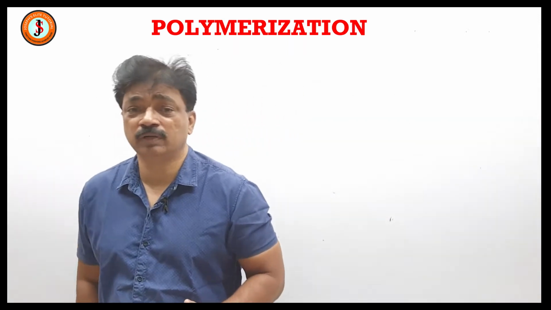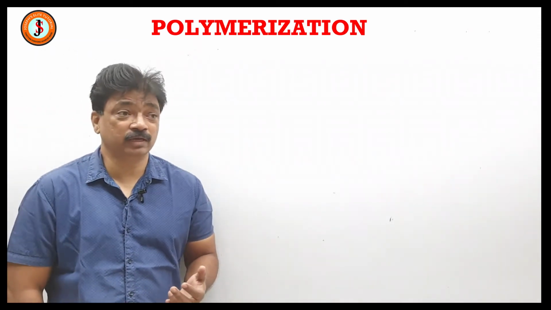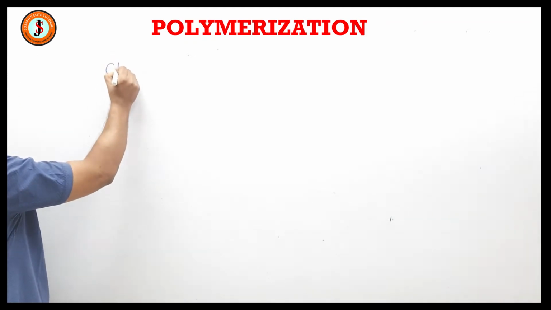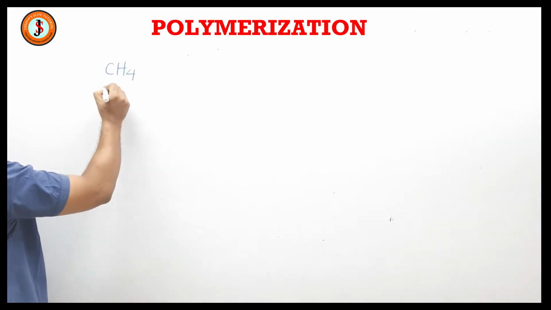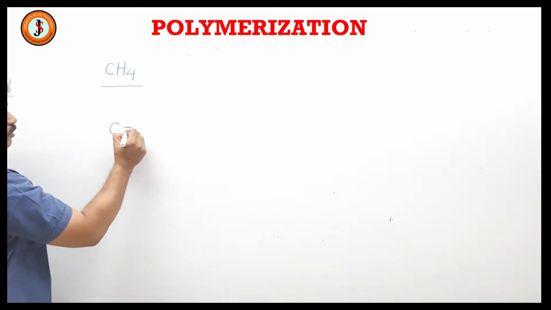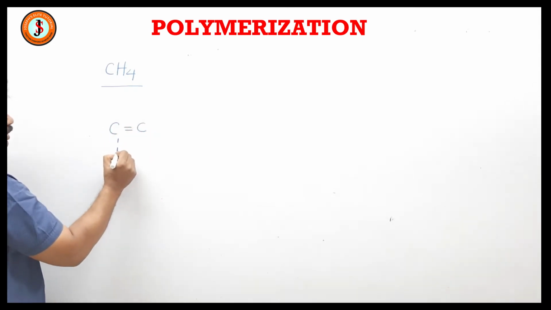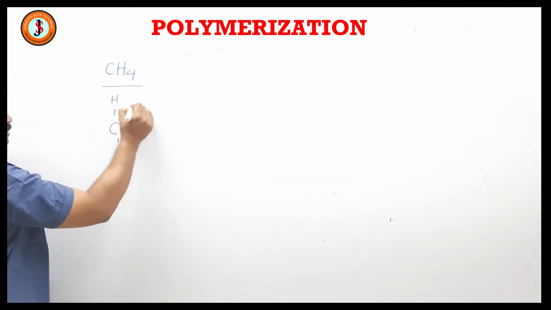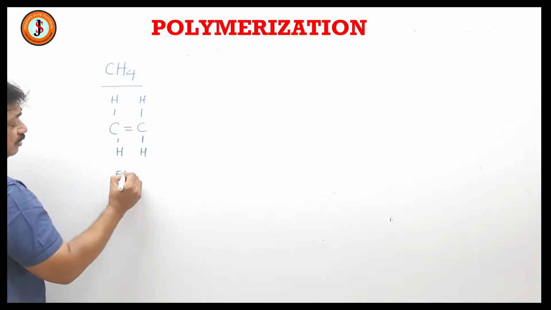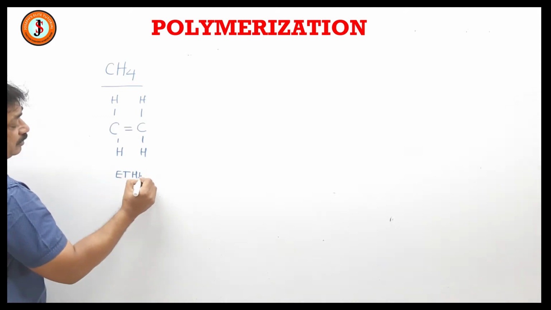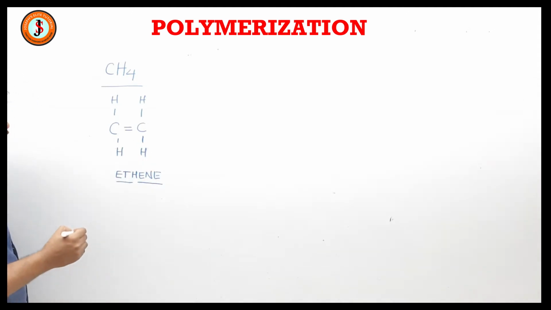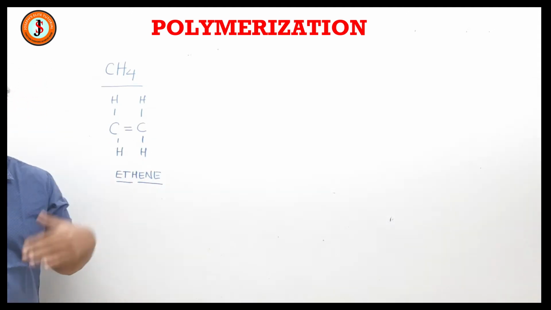For example, a very simple compound of carbon we have studied, that is methane. This is methane, CH4. It is made up of one carbon atom and 4 hydrogen atoms. Then we have got, just for your information, ethene, and this is a very important compound. Later on in higher classes you will understand eth means 2 carbon and ene means double bond. So ethene is a very important organic compound.